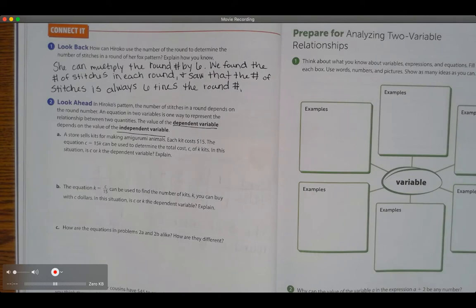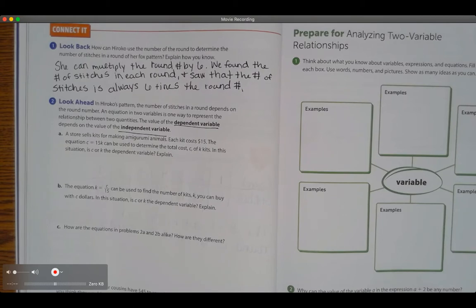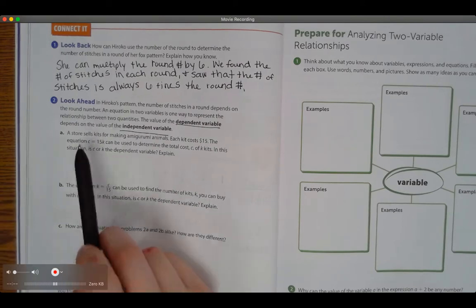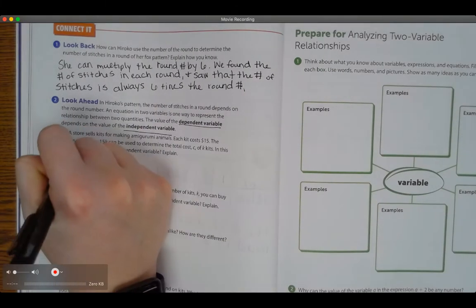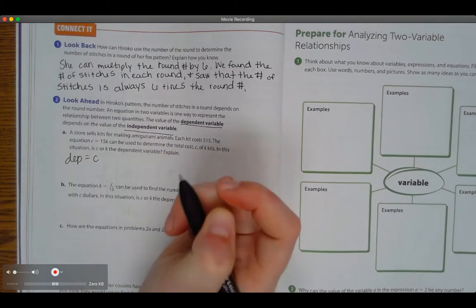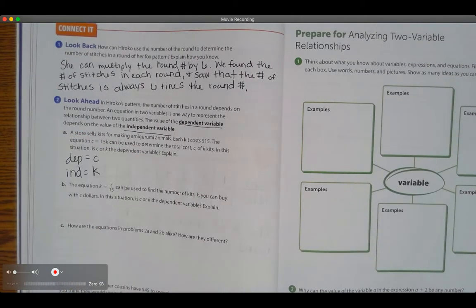So a store sells kits for making amigurumi animals. Each kit costs $15. The equation C equals 15 times K can be used to determine the total cost C of K amount of kits. In this situation, is C or K the dependent variable? So which one depends on the other? So 15 times K, whatever K is, so C depends on whatever K is. So dependent equals C, and the independent is going to be K.